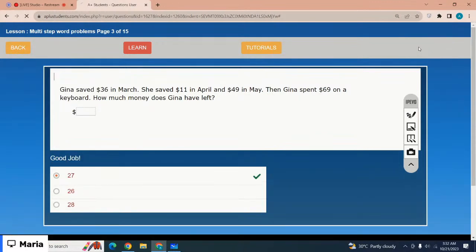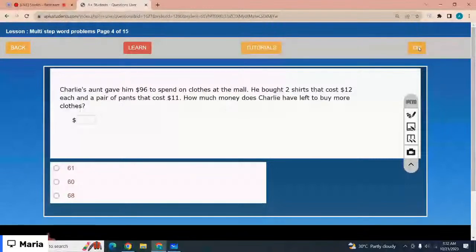Charlie's aunt gave him $96 to spend on clothes at the mall. He bought two shirts that cost $12 each and a pair of pants that cost $11. How much money does Charlie have left to buy more clothes?